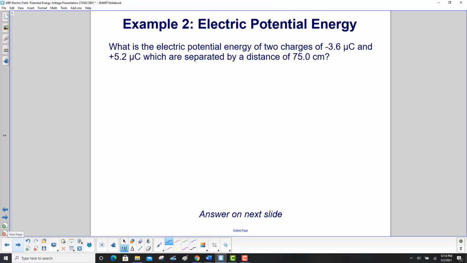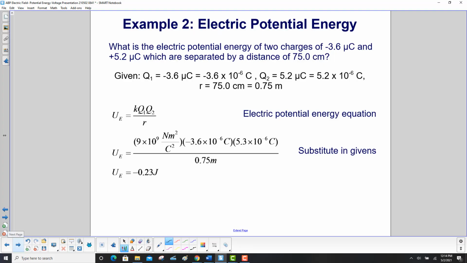What is the electric potential energy of two charges of minus 3.6 microcoulombs and 5.2 microcoulombs, which are separated by a distance of 75 centimeters? We start by converting microcoulombs to coulombs for our charge, right? 1 microcoulomb is 10 to the minus 6 coulombs, and converting centimeters to meters. Here's our equation. We substitute in the values of the charges and Coulomb's constant. Be sure you carry the negative sign there, and you get negative 0.23 joules.